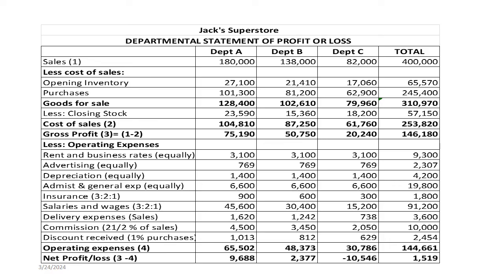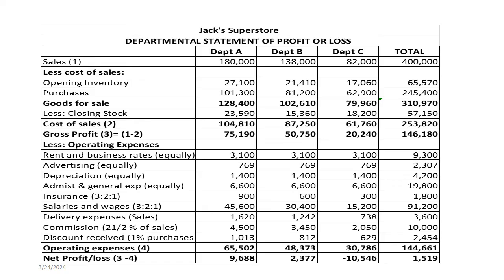So we do it for salary. Salary total we have been given is 91,200, but we have been told that we use a specific ratio 3, 2, 1. So for Department A, we are using 3/6 of the total, which is 3/6 times 91,200. So we get 45,600, and Department B 30,400, etc.